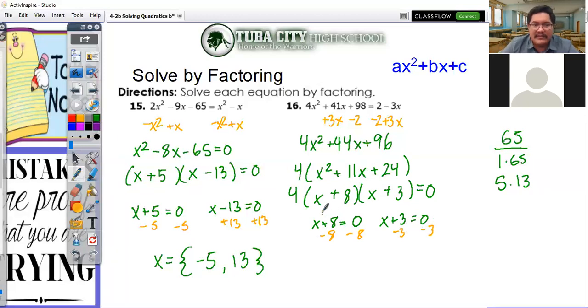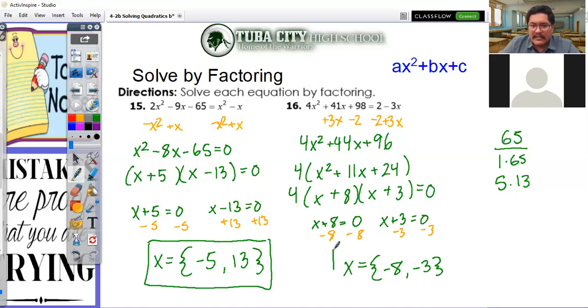So now it looks like I'm going to end up with 2 negative numbers. And again, I want the one that is lower generally. So in this case, it'd be -8 and -3. And that's our solution set for this one. And here's our solution set for this one. -8 and -3. And we're on our last slide after this one.